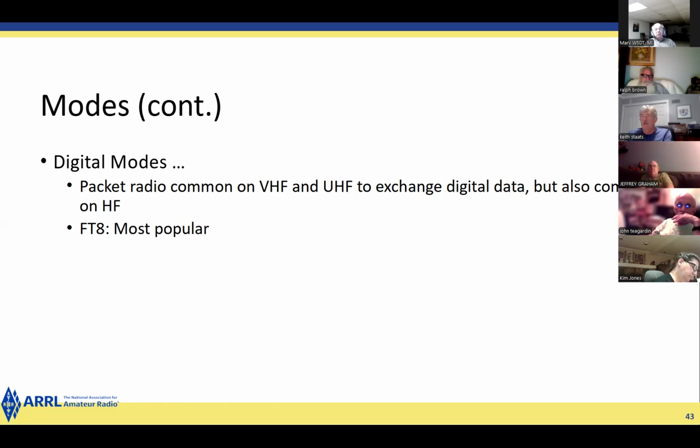It can get through under circumstances where even CW can't get through. You can't even hear the signal, and it can get through. But again, all you're transmitting is the bare minimum of information. All you're exchanging is essentially the call signs and a signal report, but it's all electronic. You're not saying anything. The computers are doing the talking.